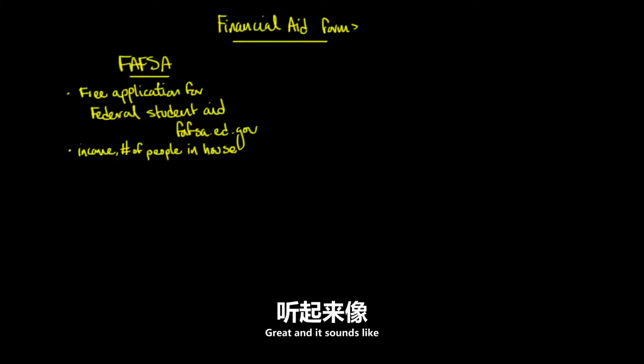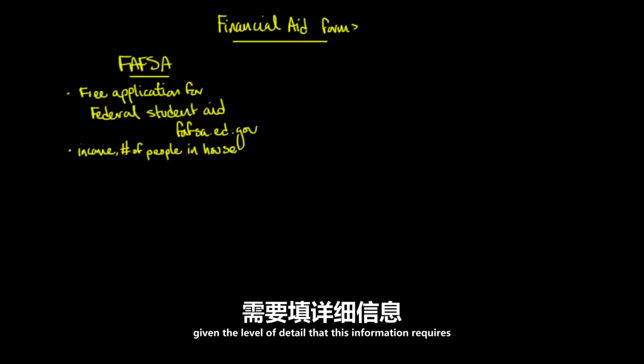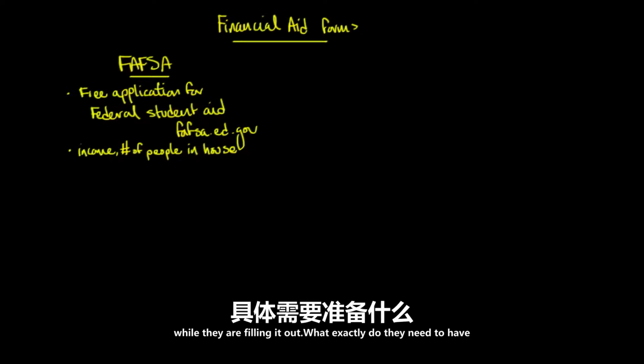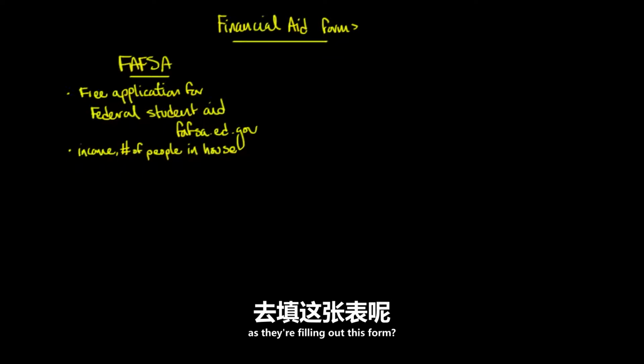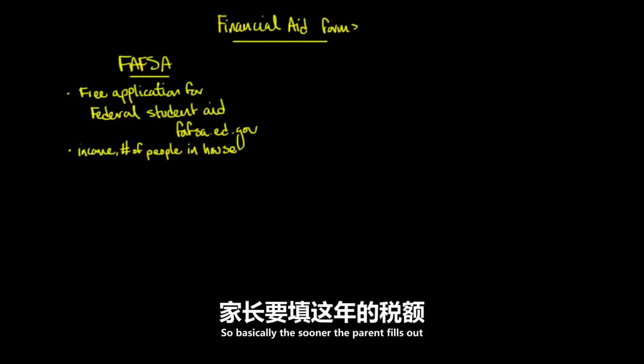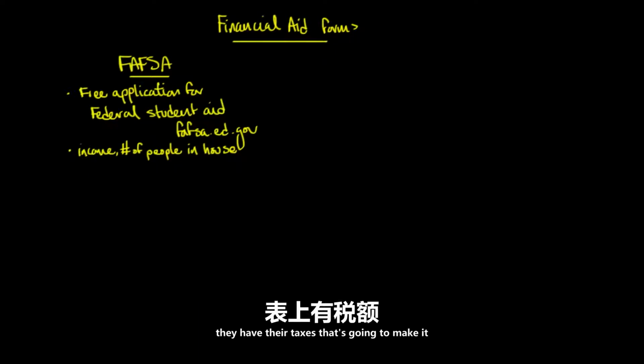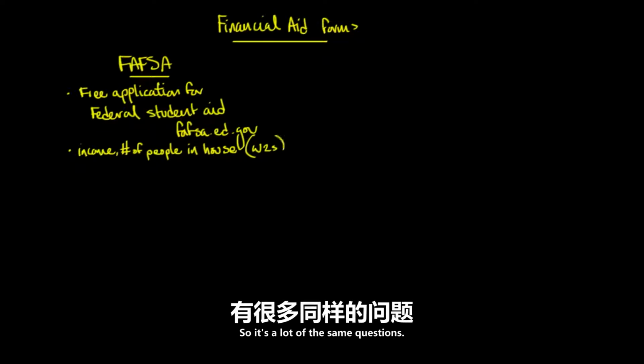Great. And it sounds like given the level of detail that this information requires, the parents may need some forms on hand while they're filling it out. What exactly do they need to have as they're filling out this form? Right. So basically, the sooner that the parent fills out their taxes for the year, they have their W-2s, they have their taxes, that's going to make it much easier for them to fill out this form. So it's a lot of the same questions.